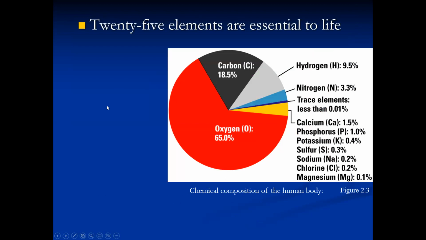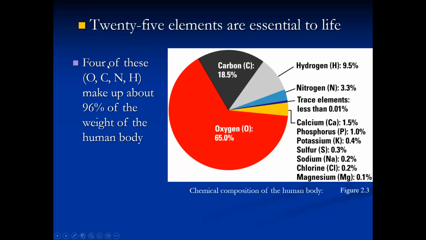Okay, 25 elements are essential to life. 4 of these, O, C, N, and H, make up about 96% of the weight of the human body. Now, my students often say, Mr. Sage, I thought we were made up of water. It's true, but look, O and H make up water. So if you take away most of the water, you've taken away the O and the H.